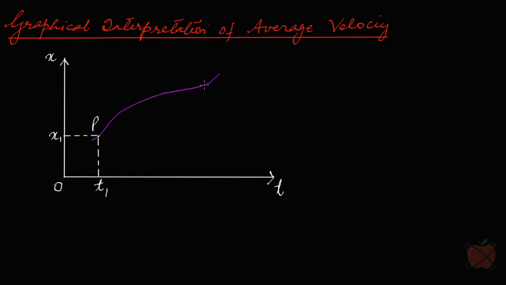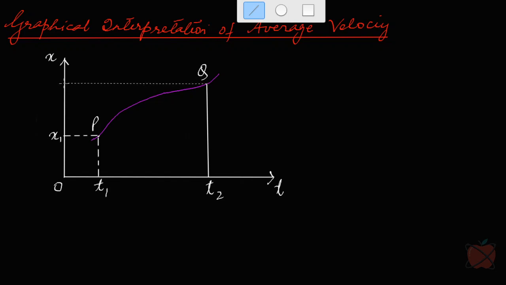Then at some other time, let's say t2, what will be the position of the body? How do we get that? From this point we drop a perpendicular on the position axis. So let's say x2 is the position of the body. Obviously this is not the real graph, the only real graph here is the pink color graph. These are just extra lines that I'm drawing, which is why I'm using a dotted line. Here we want to find the average velocity within this time interval.